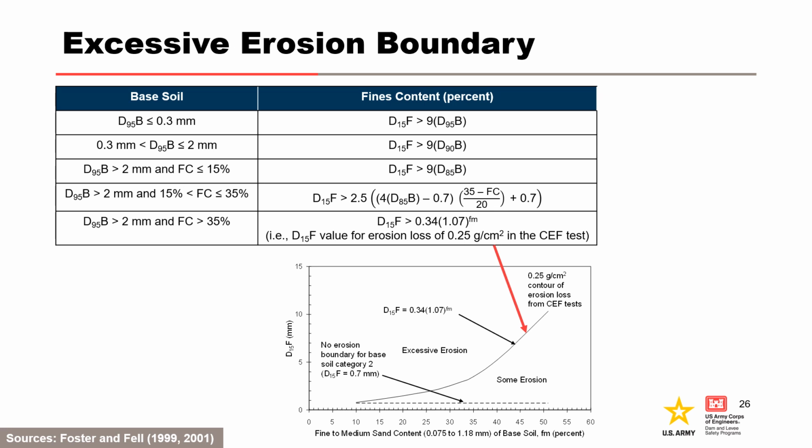This slide represents the criteria for the excessive erosion boundary. The equation of the D15 of the filter, approximately equal to 0.34 times 1.07 raised to the percentage of fine and medium sands, was obtained by USACE from a curve fit to the 0.25 grams per centimeter squared line in the CEF test. Make a note here that the range of fine to medium sand, or FM, is the percentage between 0.075 to 1.18 millimeters in this equation. This is different than the ASTM D2487, which defines fine to medium sand as a percentage between 0.075 millimeters and 2 millimeters.